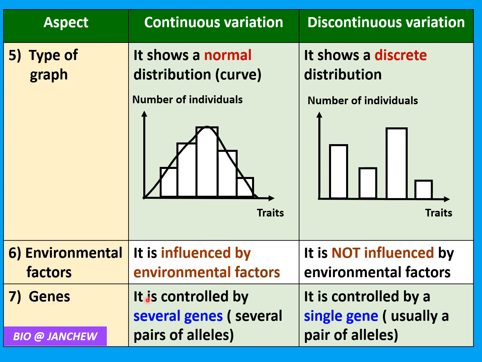Now, genes. For continuous variation, it is controlled by several genes or several pairs of alleles, most probably on several different types of chromosomes. But for discontinuous variation, the characteristic is controlled by a single gene, usually a pair of alleles. For example, one dominant allele and one recessive allele on a pair of homologous chromosomes.